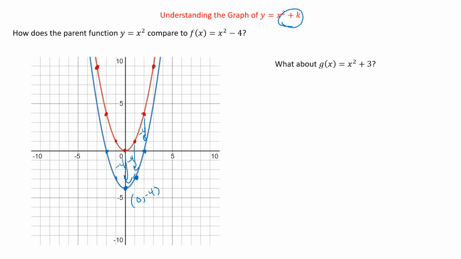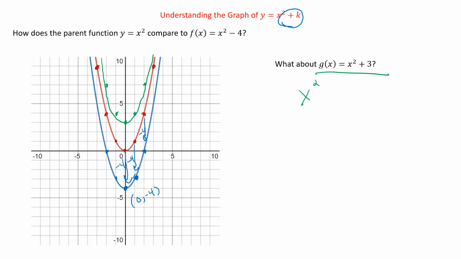So what about if we had x squared plus 3? If we had g of x equals x squared plus 3, what would we do? We're going to take each of the x squared values and add 3. So instead of being at 0, we're going to be here. Instead of being at 1, we're going to be at 4. Instead of being at 4, we'll be at 7.